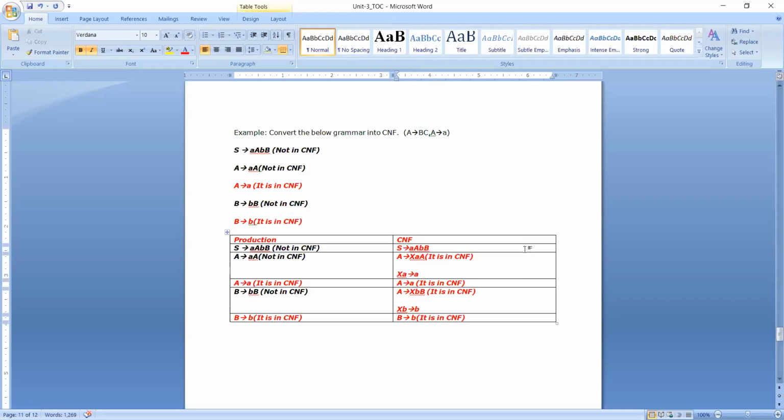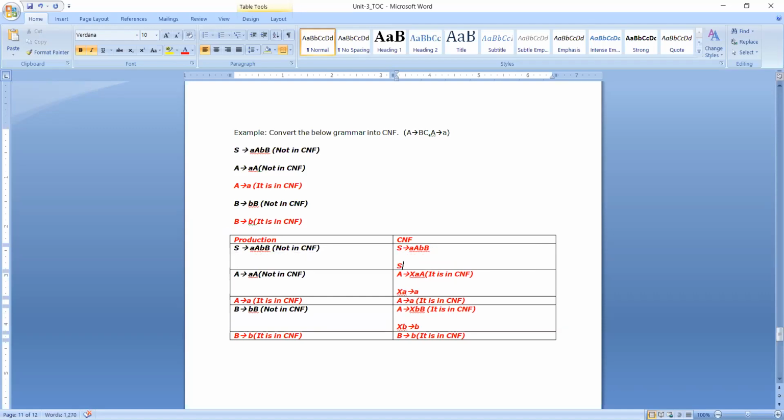That is the reason I am going to rewrite this: S derives to XA capital A small b capital B. Now on the right hand side, we have four symbols appearing. Out of these four symbols, the first two are variables, then we have a terminal, then we have a variable. In this scenario, S derives to XA, XA.